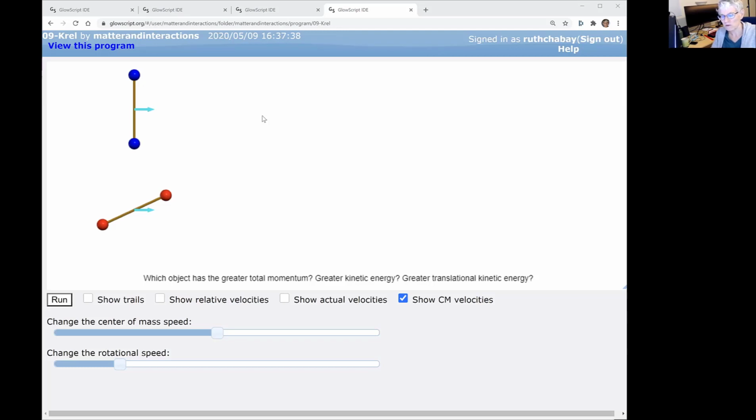Now, if you said the red one, the bottom one, had more momentum, you're probably responding to an impulse that they've got, something more. But momentum isn't what they've got.